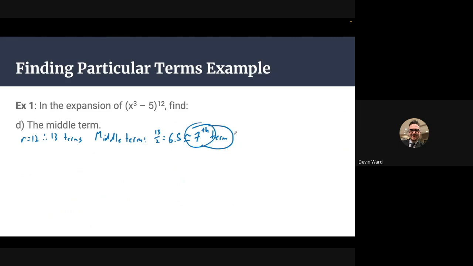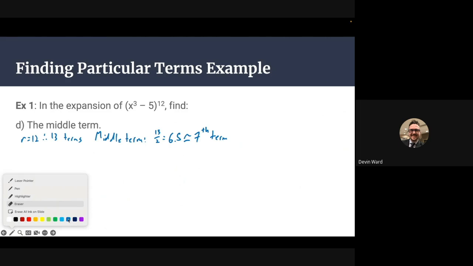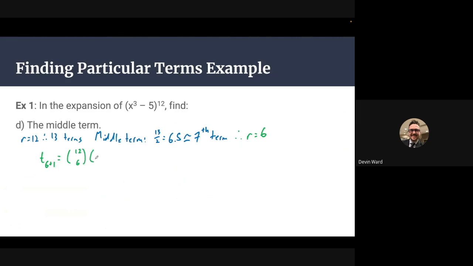So if I'm looking for the 7th term, actually, I'm going to get rid of that. There we go. So I'm looking for a 7th term. Therefore, r equals 6, because my r is always 1 less than the term number. So t to the power of 6 plus 1 is equal to 12 choose 6, negative 5 to the power of 6, x to the power of 36 minus 3 times 6. Okay. So then that will be my 7th term.